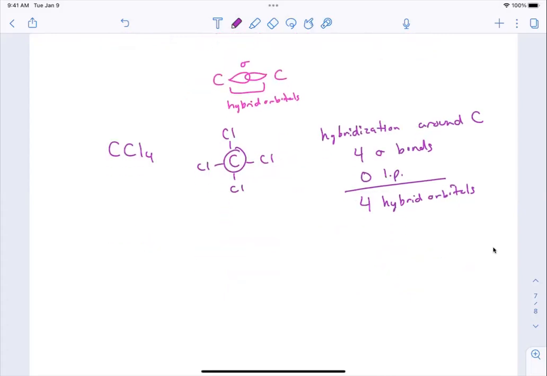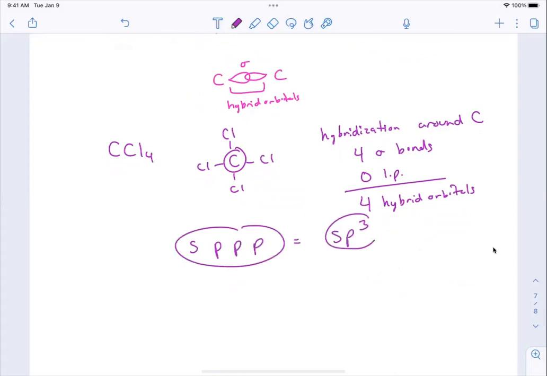So carbon is going to take from its orbital inventory to make those hybrid orbitals. And to make 4, you need 1s and 3p. So the hybridization is sp3. That's how you determine that. You look at the Lewis structure and ask, how many lone pairs and how many sigma bonds are there? That's how many orbitals I need. So I'll take from the s, 1s, and then from all the p's that are necessary.